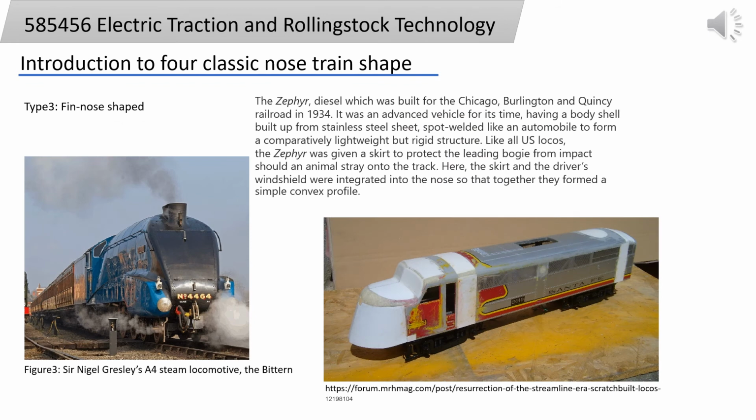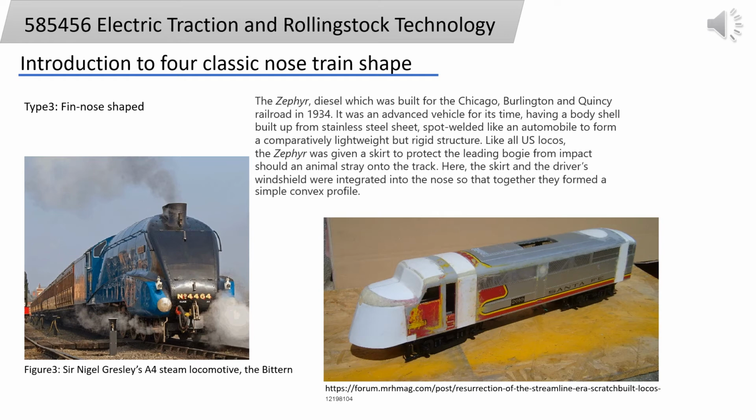The third type of nose train shape is the fin nose shape. We can show you in Figure 3 the Sonic Gateway A4 steam locomotive, the Zephyr diesel, which was built for the Chicago, Burlington, and Quincy Railroad in 1934.